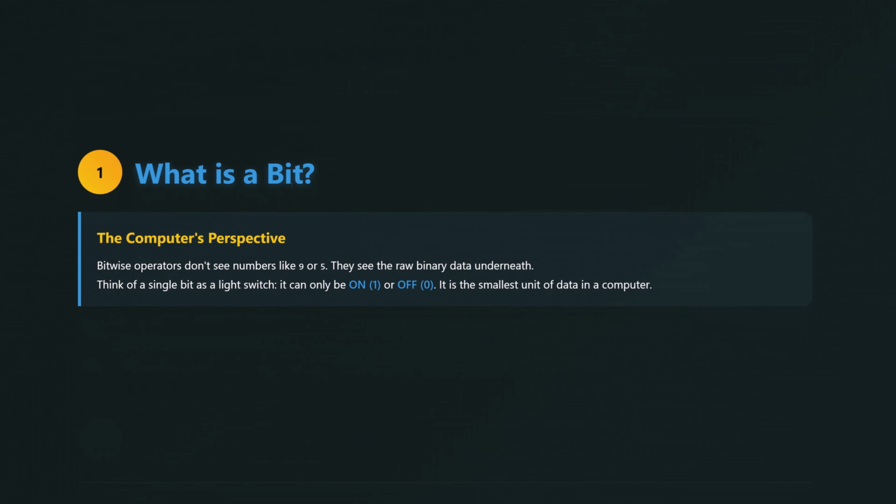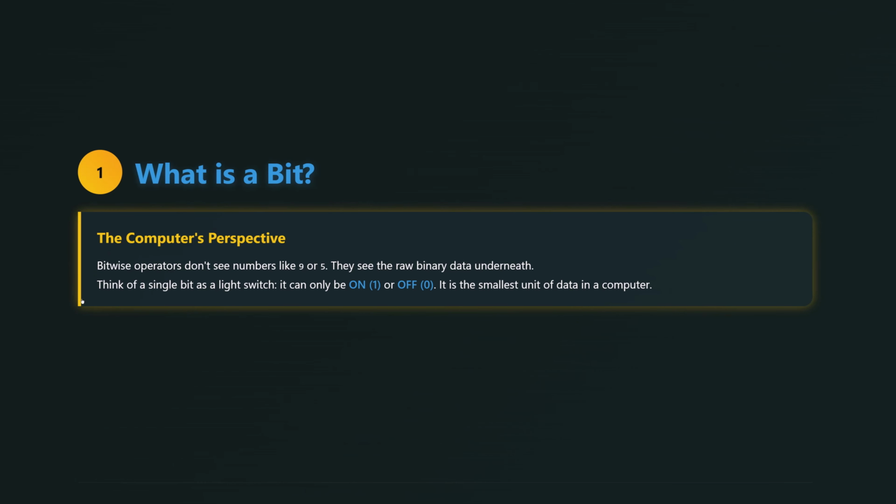First things first, what is a bit? Before we look at the operators, we need to understand their perspective. Bitwise operators don't see numbers like 9 or 5. They see the raw data underneath. Think of a single bit as a light switch. It can only be in one of two states, on, which is 1, or off, which is 0. A bit is the smallest and most basic unit of data in a computer.